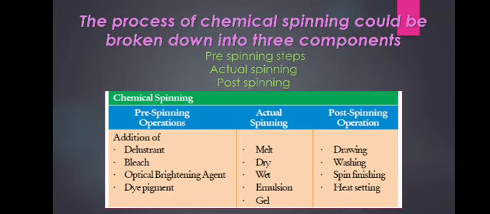The chemical substances are melted to form the polymer solution, and this melted solution is passed through the spinneret. In the dry spinning process, a volatile solvent like acetone is used.